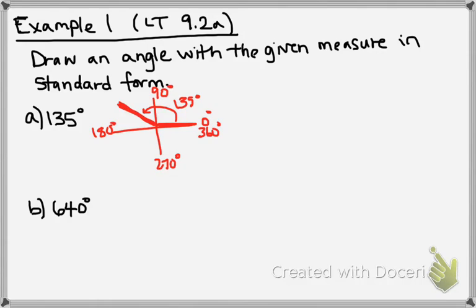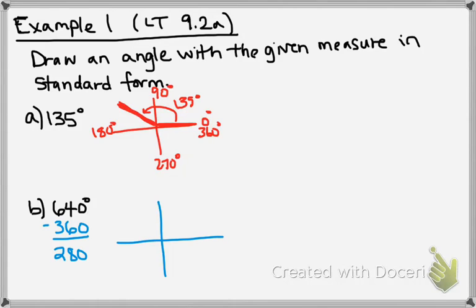So now part B wants us to draw an angle that's 640. Now 640 is more than 360, so I know that it makes at least one full rotation. So what I'm going to do is I'm just going to subtract off that 360 and see how much is left. So when I subtract that off, I get 280, so that I know that it is now one full rotation that takes up that first 360, but then 280 degrees more.